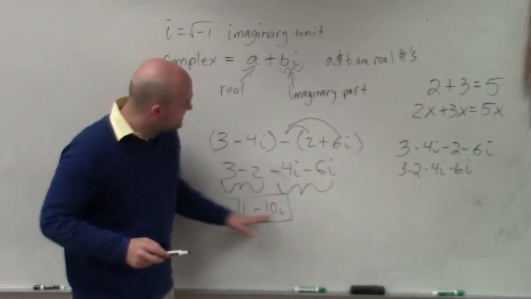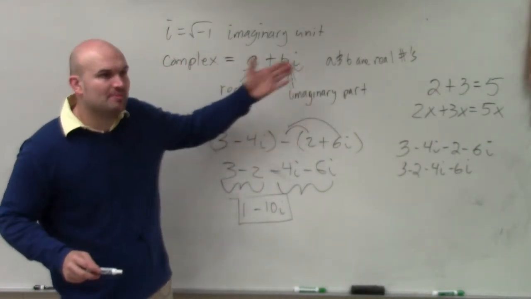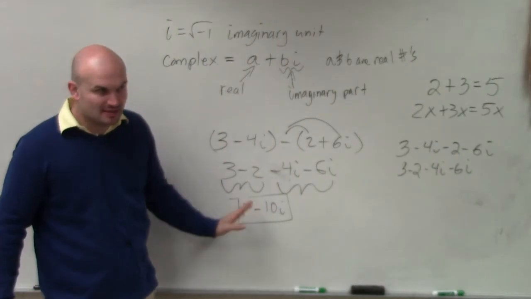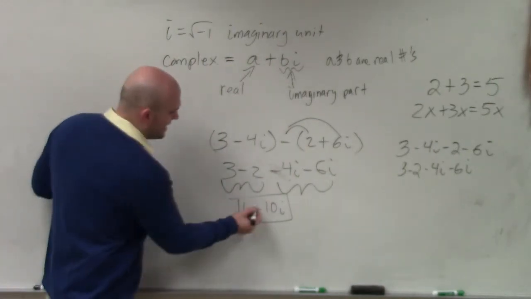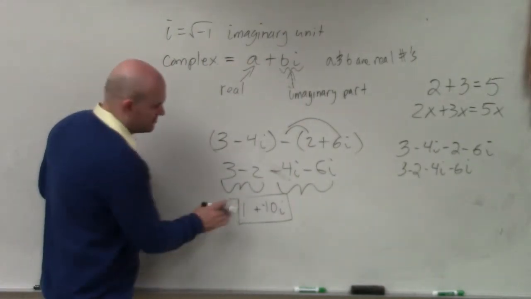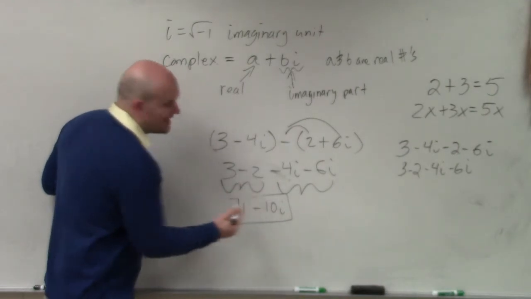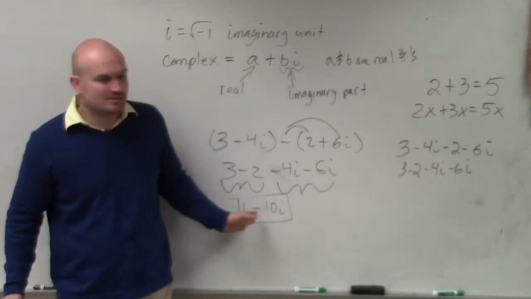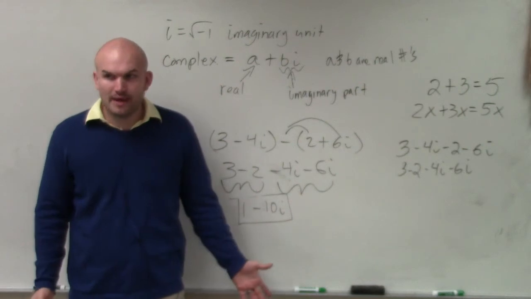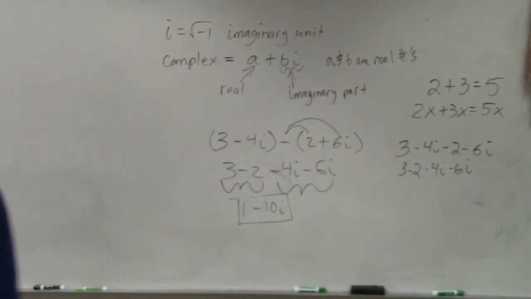Do you guys see how this is in that form, a plus bi? Even though that's subtraction, you could basically say a plus a negative bi, right? Same thing. But that's in the format. That's how I want you guys to leave your answers. 1 minus 10i. Okay? Cool? Más o menos?